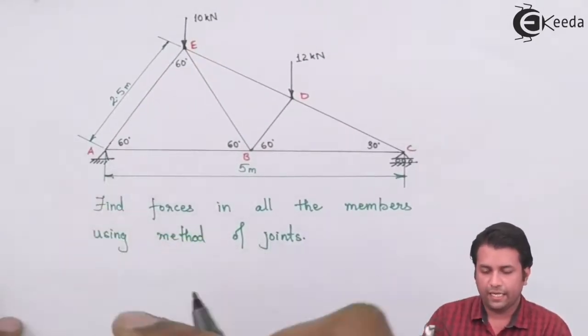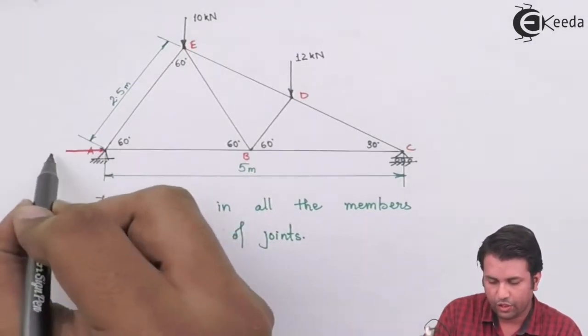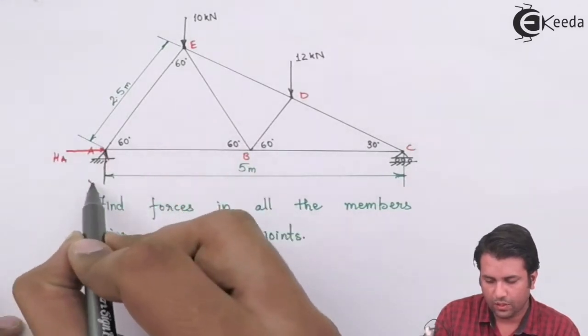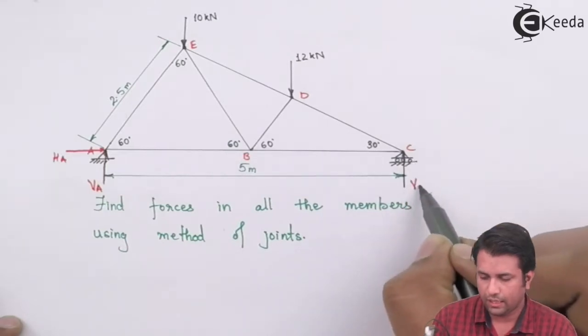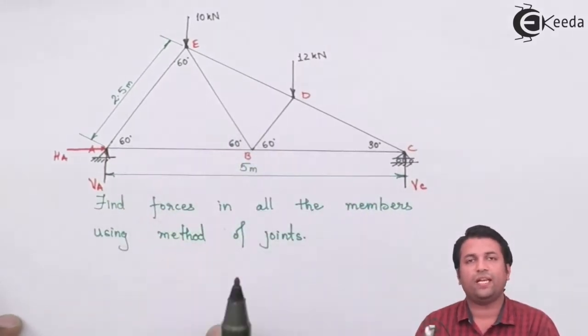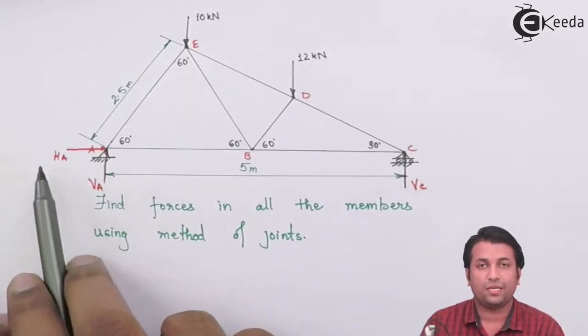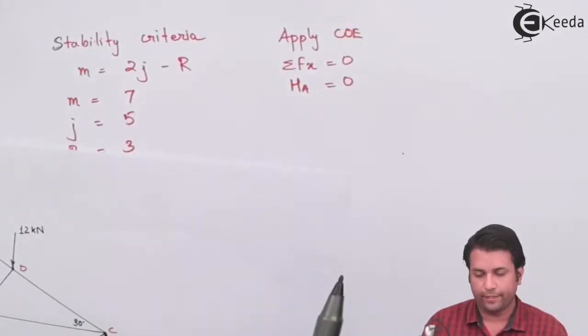Here you can see that if I take this support reaction, that is HA, and this as the vertical reaction VA, and this as VC, since I'm not having any horizontal force, the horizontal reaction at A will be 0. So that is what I got over here.